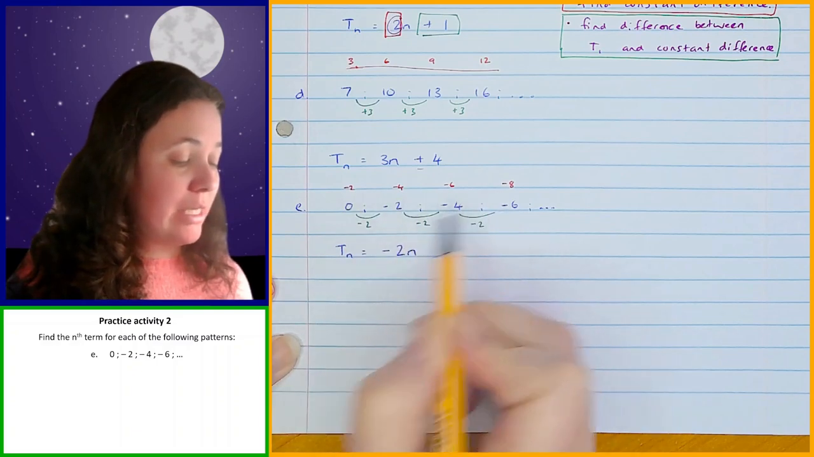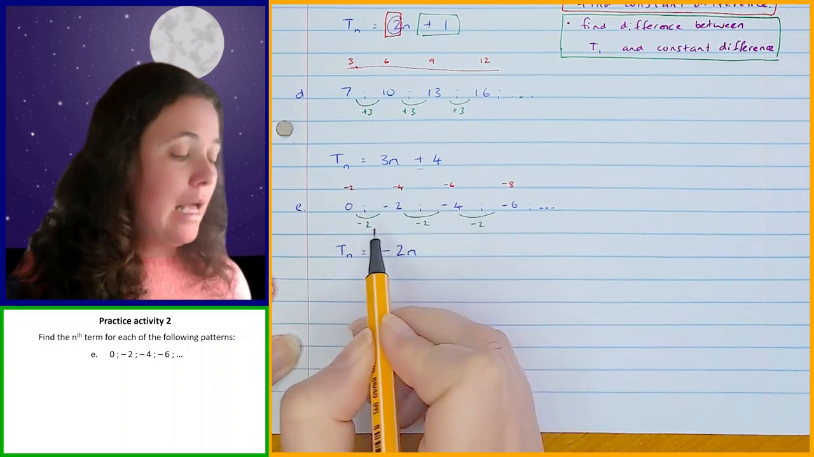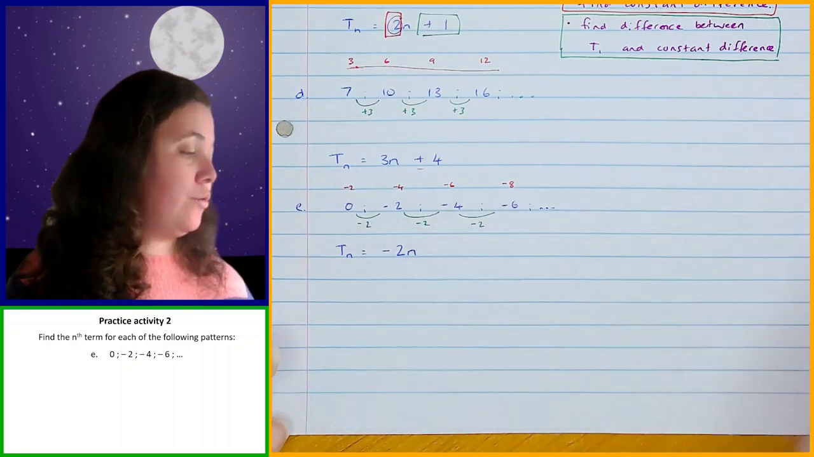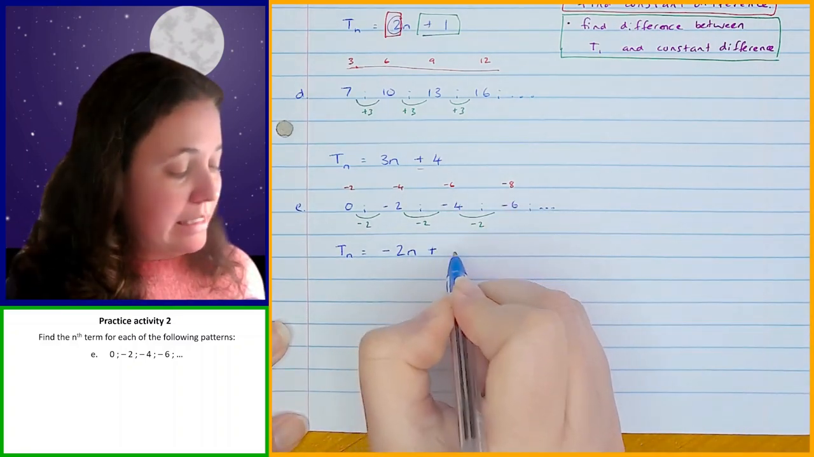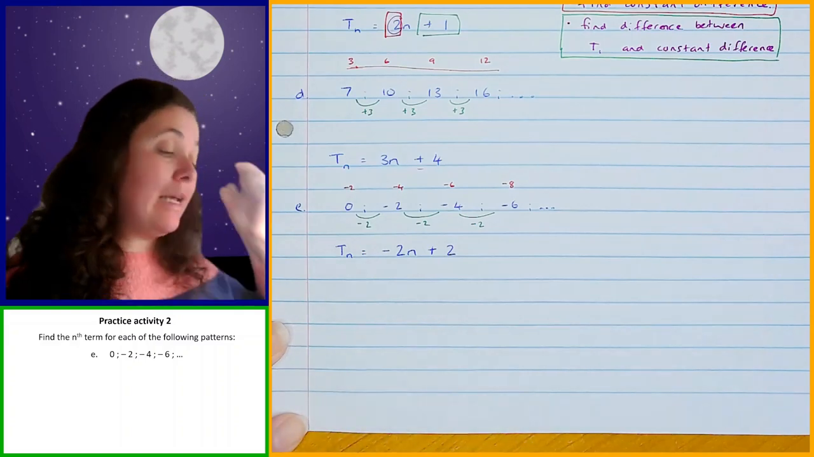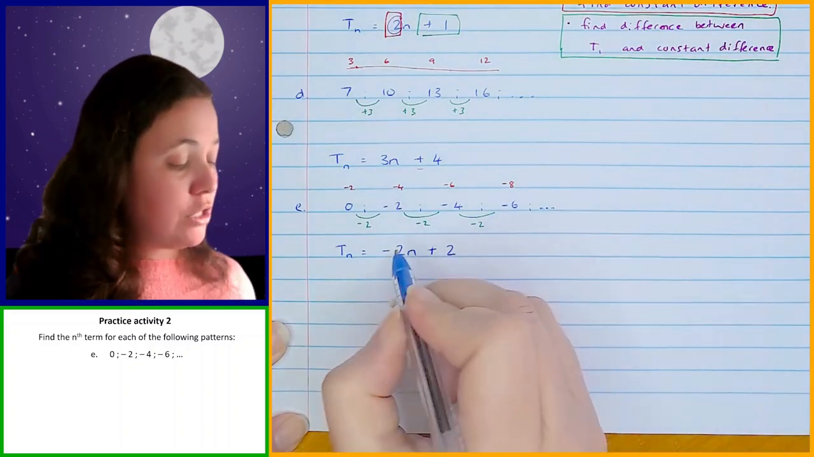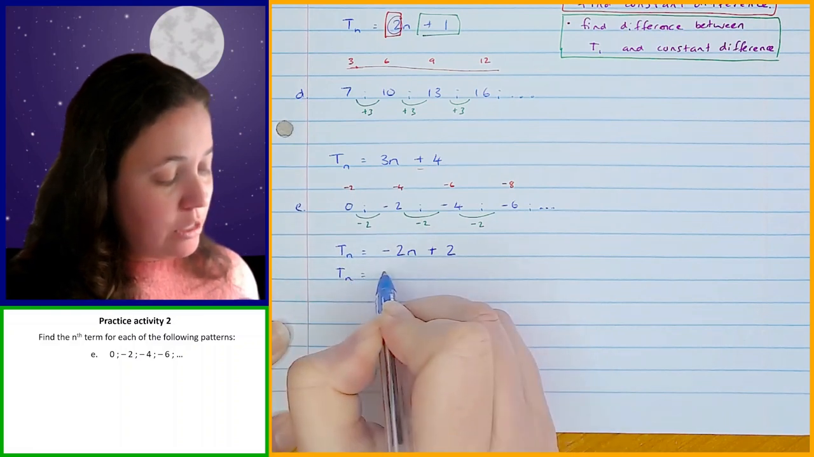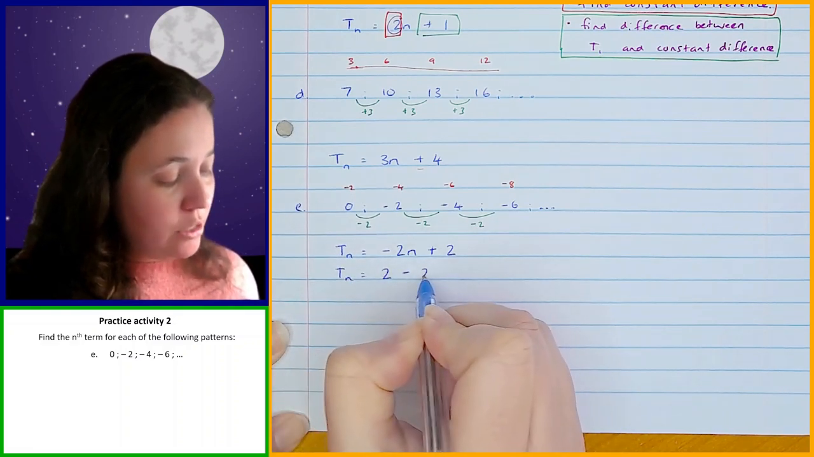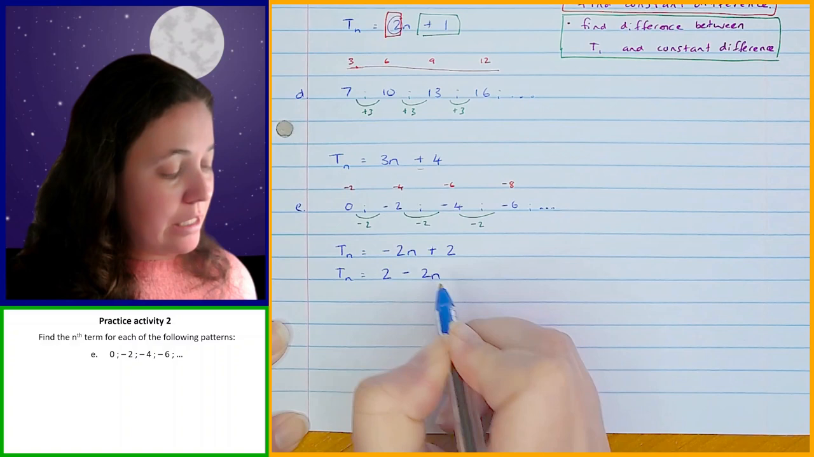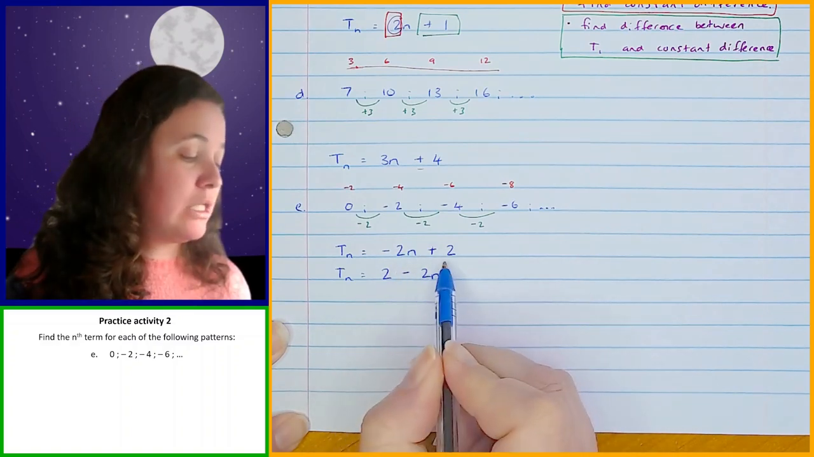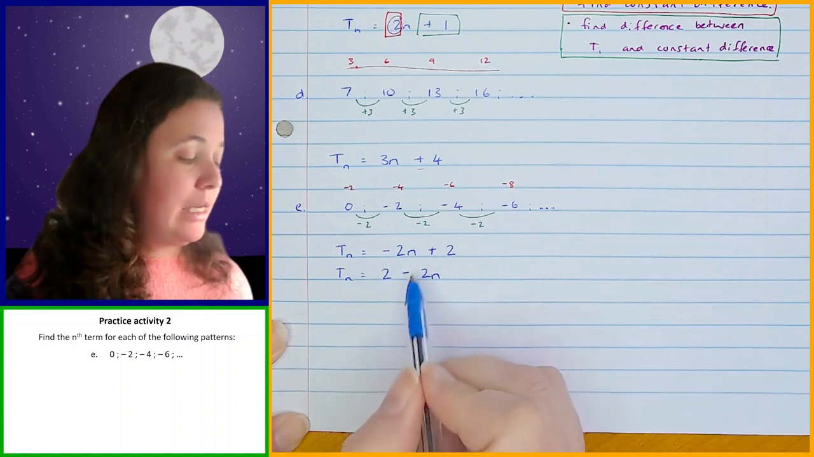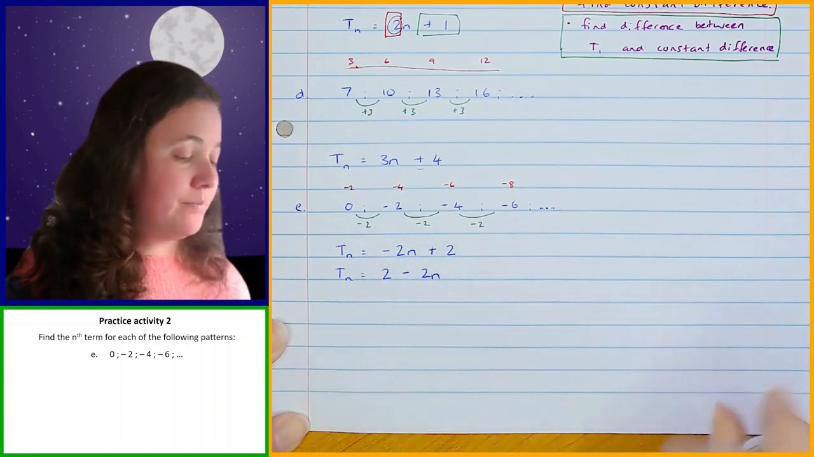You don't have to write this out every time because you've got the difference over there already. How do I get from that to that? I need to add 2. So my rule is Tn equals negative 2n plus 2. You could also write this, if you wanted, as Tn equals 2 minus 2n. That is another way of writing it so that you have the positive number first, so it just looks a little bit nicer, but either way is fine.